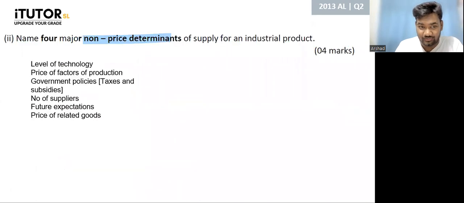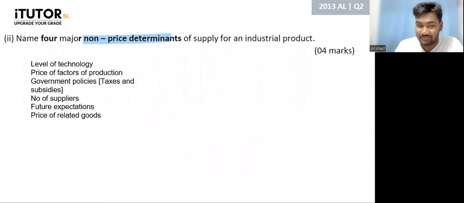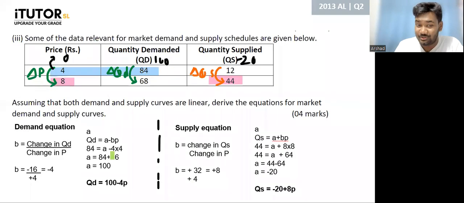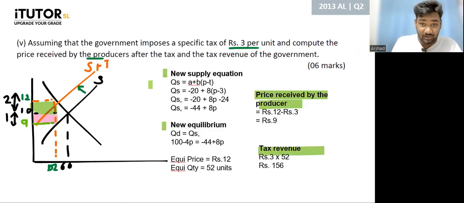Okay, that's it with the 2013 one. How did you all do? Was it okay? The first one asked about signaling and rationing. The second one was non-price determinants. The third one was to make the demand equation. The fourth one was to calculate equilibrium price. I'm not sure if my numbering is correct. I think it's under the third one, it's A, B, C, D. Just check. I can't remember. And then the last one was to calculate all of this.